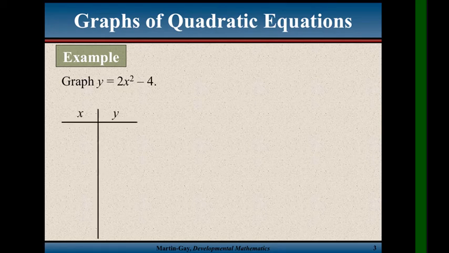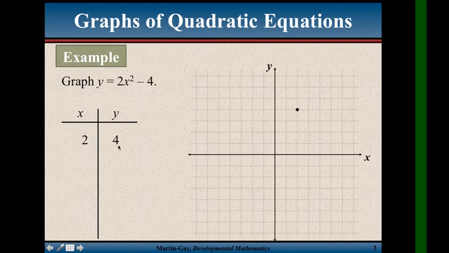So first, let us put numbers for the x. If our x is 2, this is given, okay, 2. So if our x is 2, that's 2 squared, that's equal to 4, times 2 is 8, minus 4 is 4. So that's the point for this coordinate, 2 and 4, right? 2 and 4.